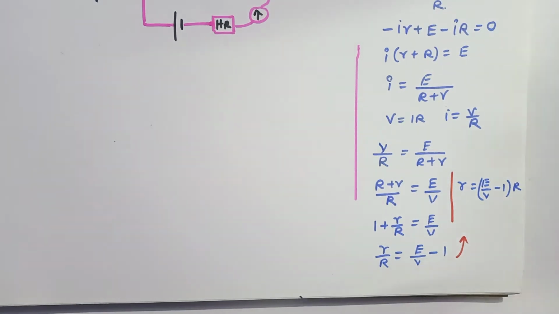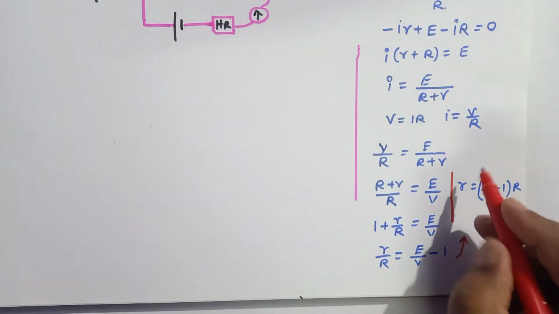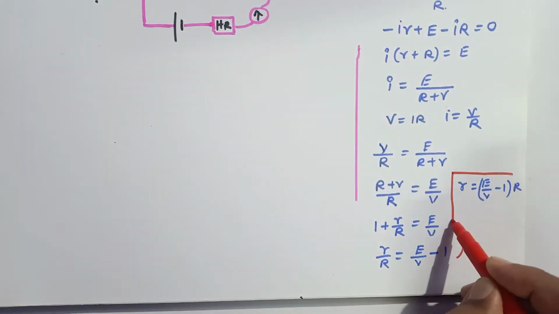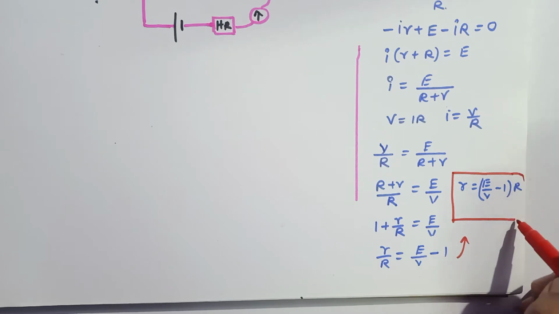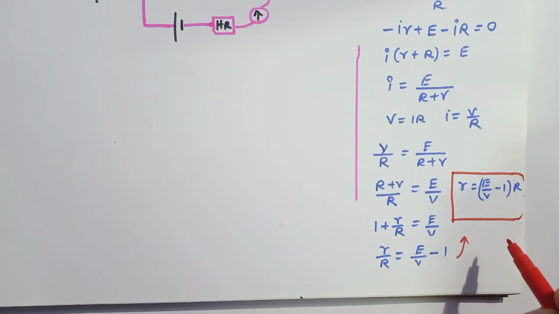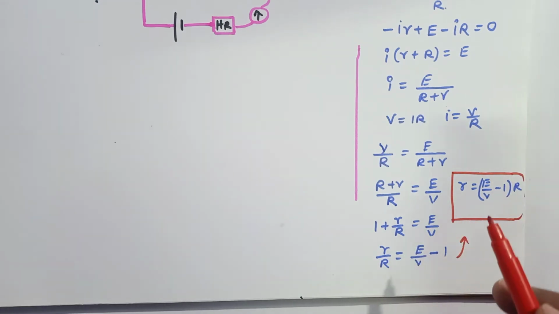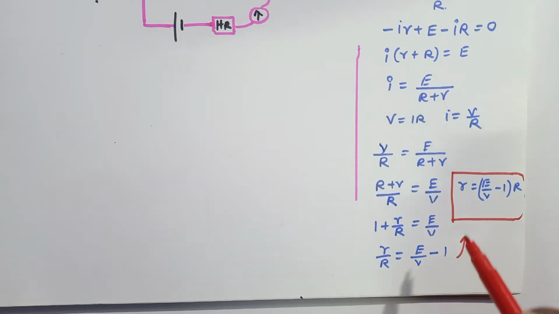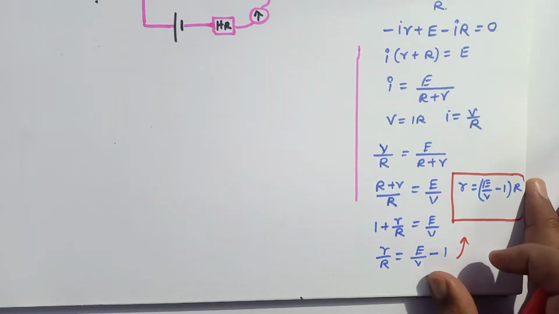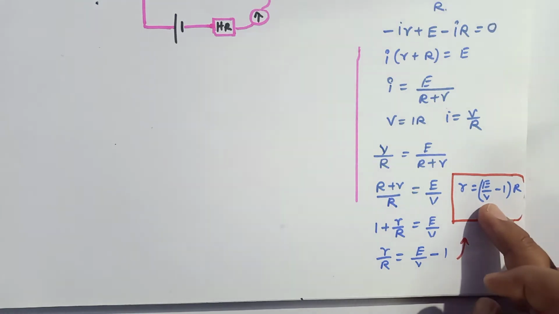So if you are going to find out internal resistance, this is the formula you have to use. It is used to find out the internal resistance of a battery of EMF E. So in this way we have got the internal resistance.